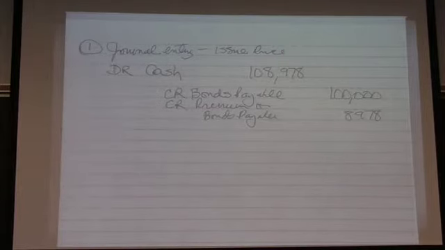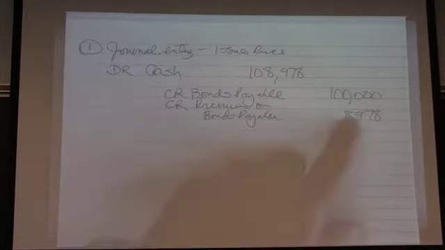Now, here's what's going to happen. We're going to actually amortize the premium on bonds payable, 8,978, down to 0 as it gets closer to maturity. That's what we're going to do because we want our remaining liability to be 100,000 at the date of maturity. And we're going to amortize the premium every time we pay interest. So every 6 months, we're going to amortize this premium.